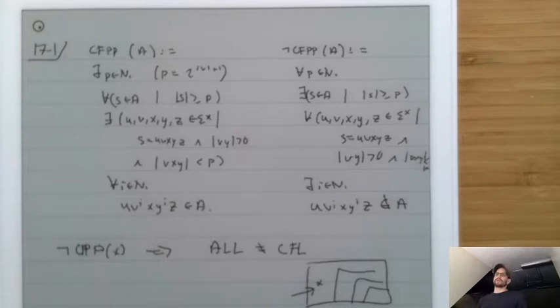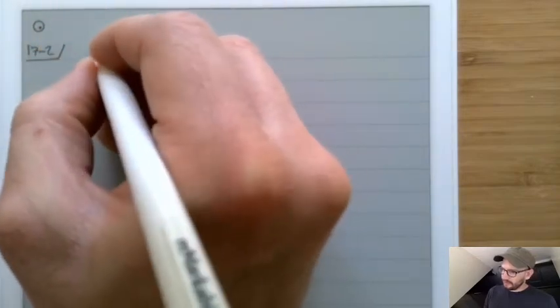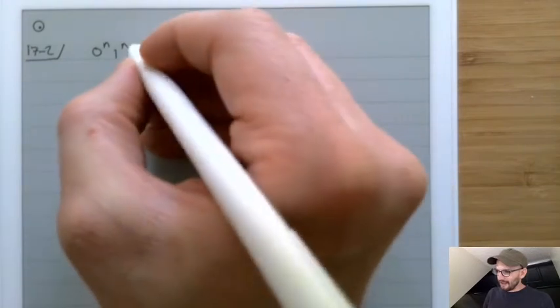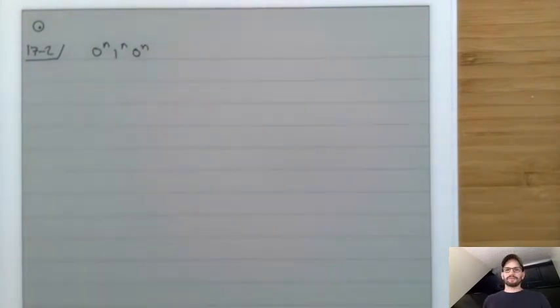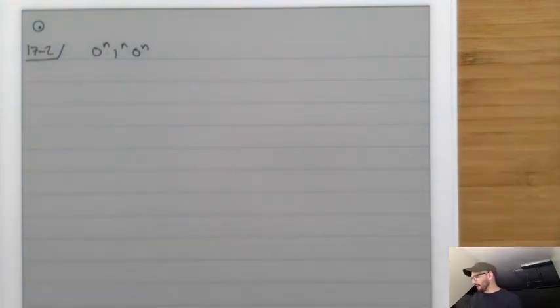Now, what language are we going to choose? What we're going to choose is the language 0 to the n, 1 to the n, and now here's the kicker, another 0 to the n. Now think for a moment why this is hard. Think about it from the perspective of a PDA. How might a PDA that worked on this attempt to work?